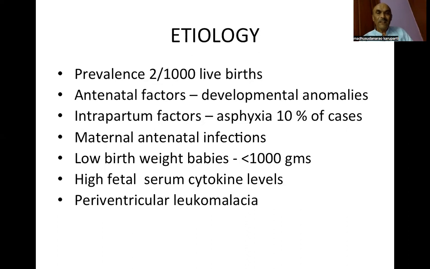Etiology. The prevalence of cerebral palsy is said to be ranging between 1.5 to 2 per 1,000 live births. The antenatal factors result in developmental anomalies of the brain. Intrapartum factors like asphyxia account for about 10% of the cases. Maternal antenatal infections, low birth weight, and prematurity are said to be the most significant factors for cerebral palsy.